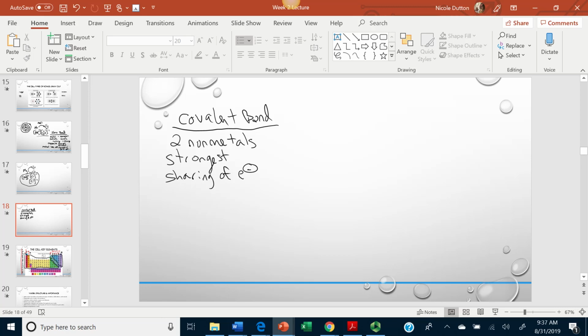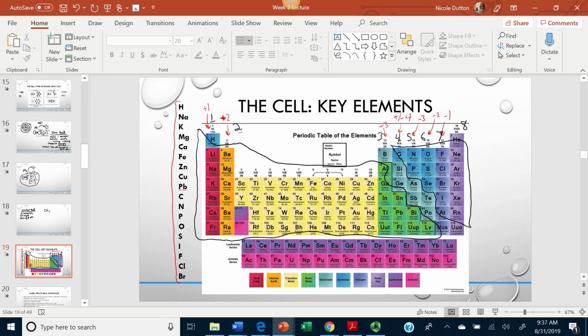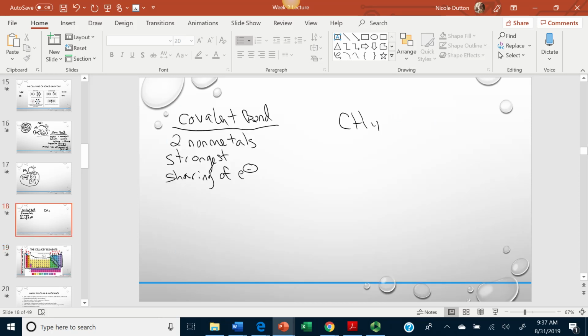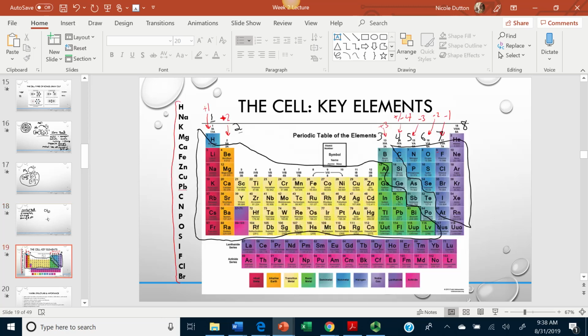So if we take 2 nonmetals, let's do CH4, methane gas. Carbon is right here. It has 4 valence electrons. So we'll draw carbon with 4 valence electrons. Now we have 4 hydrogen. Hydrogen is in this row, so hydrogen has 1 valence electron.